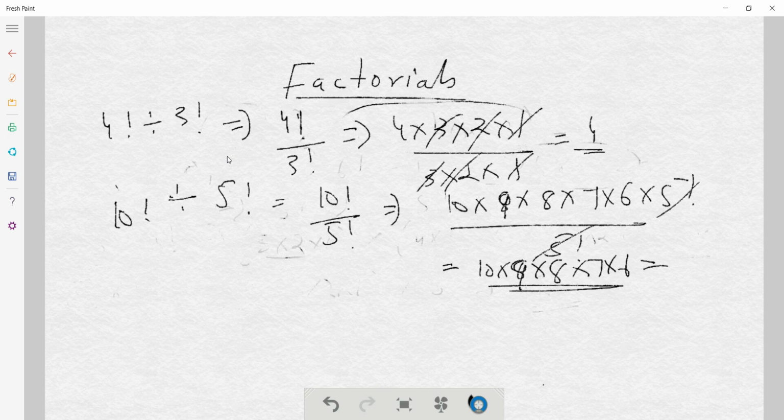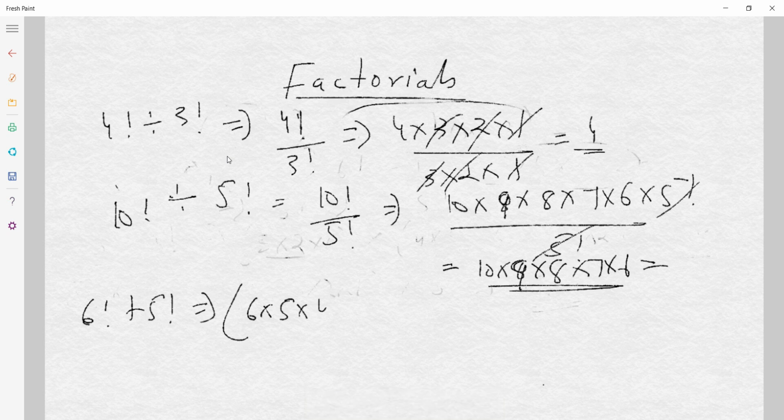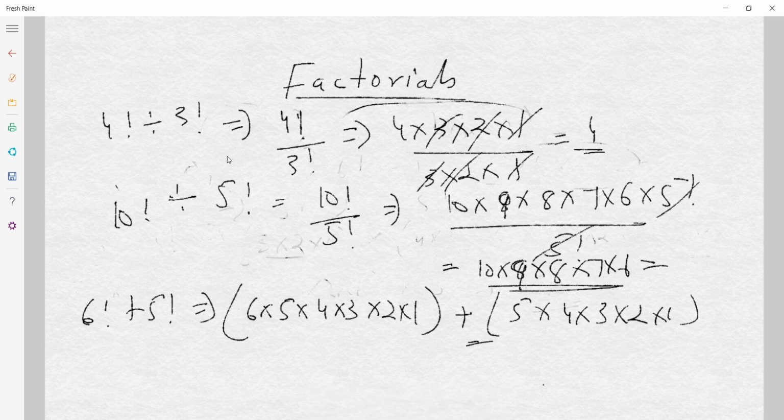Then we can do addition of 2 factorials. That's pretty straightforward. Let's do 6 factorial plus 5 factorial. This will become 6 times 5 times 4 times 3 times 2 times 1, plus 5 times 4 times 3 times 2 times 1. So this will become something like 120. This is 30, so something like 720.